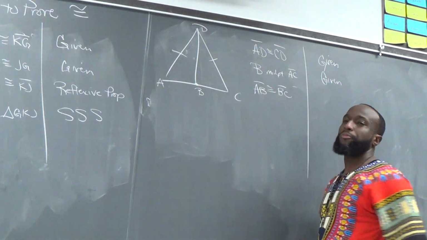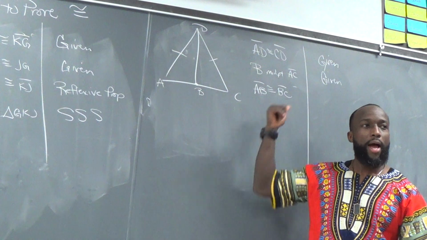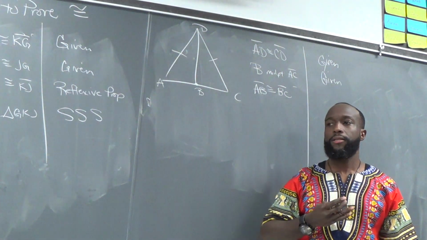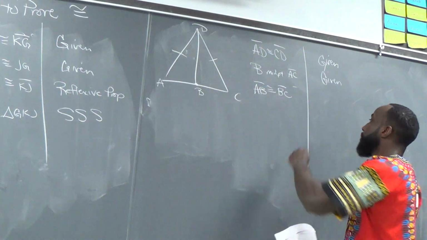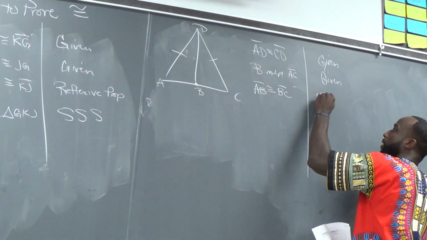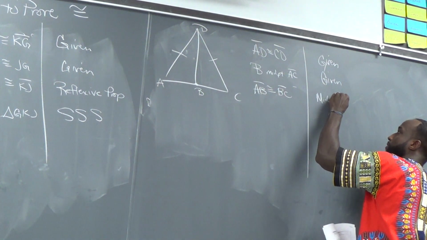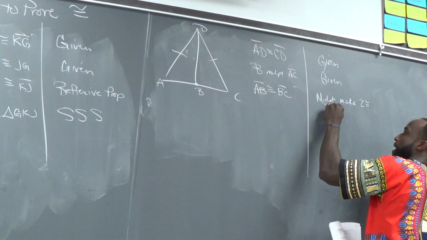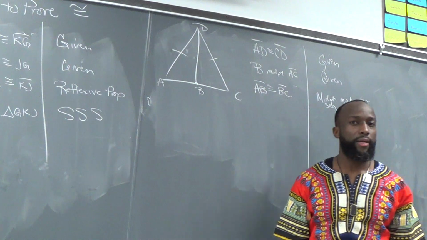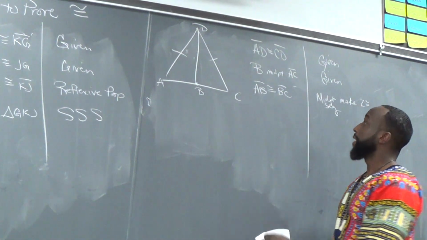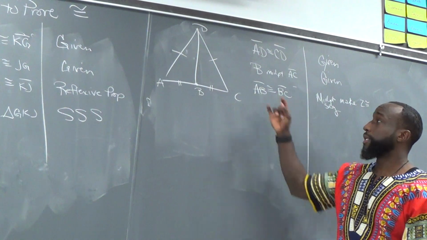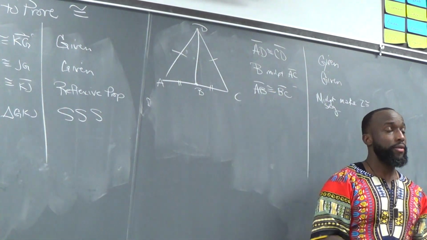Somebody got their proof paper out? Or somebody want to say why? Kiara just said it, kind of. A midpoint creates two congruent segments. So that's the definition of a midpoint. Now we have these two being congruent. So we have two congruent parts. We need a third one.